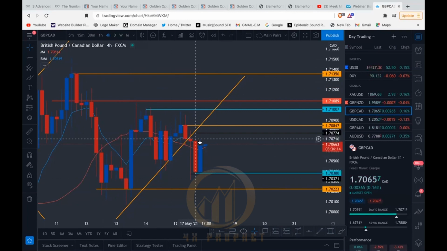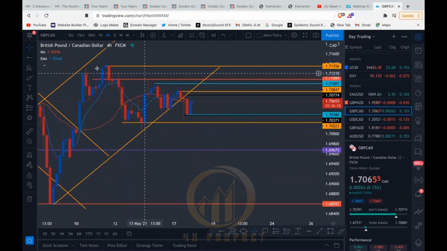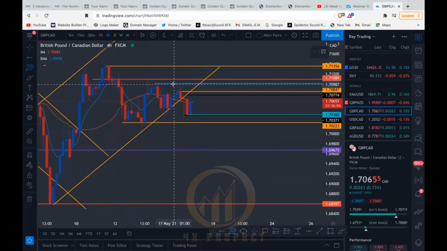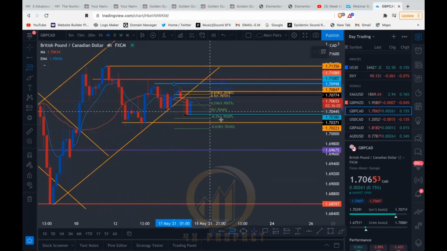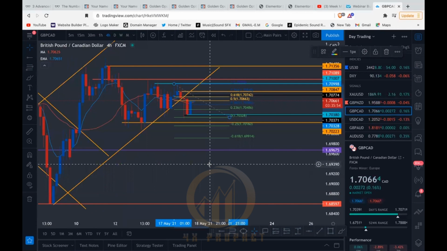So as we can see right here, we could obviously just take out our fibs because we're expecting price to drop. Fibonacci retracement, you're going to do it from the relative high, right up here, to the relative low. Now, as we can see, price has tested the 50% retracement level.